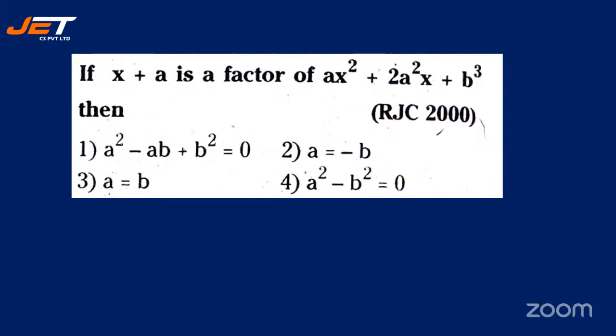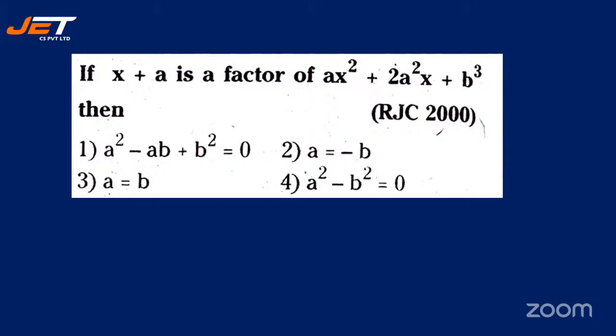If x plus a is a factor of ax square plus 2a square x plus b cubed, then what is the correct one? Option 1, a square minus ab plus b square is 0. Option 2, a is equal to minus b. Option 3, a is b. Option 4, a square minus b square is equal to 0.